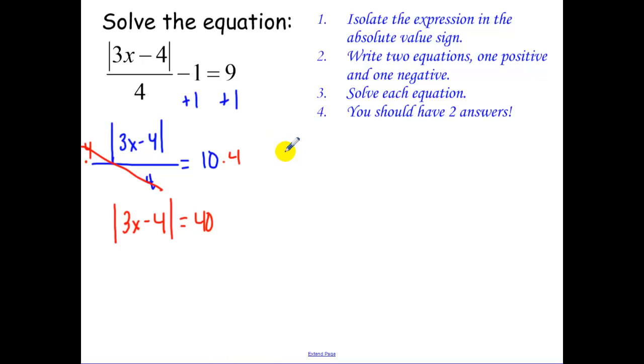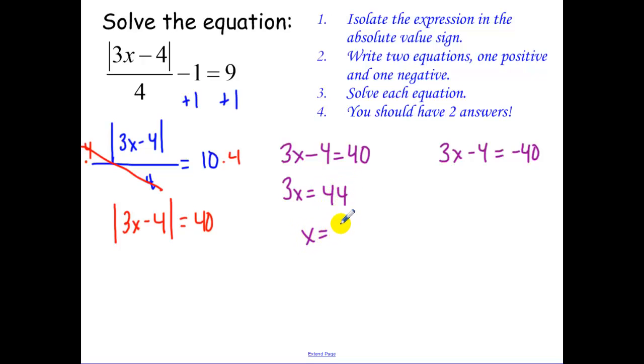Now set up your two equations. 3x minus 4 is equal to a +40, or 3x minus 4 is equal to a -40. So I add 4 to both sides. X is going to equal 44 over 3. If I add 4 to both sides with our negative, we get -36. X is going to be equal to -12. So we have our two answers.